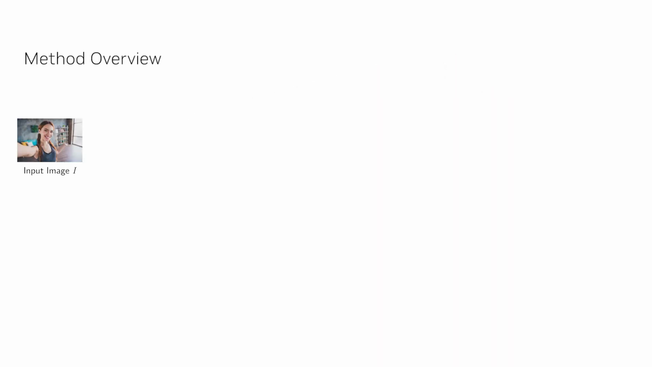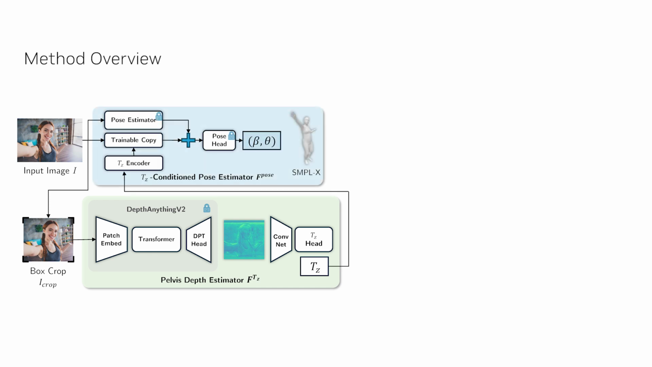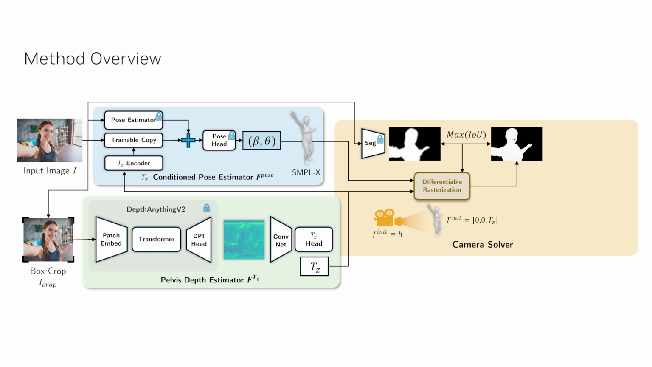Our method works as follows. Starting with a cropped image around a person which is estimated from the input image, the pelvis depth estimator estimates the Z translation of the person's pelvis TZ with respect to the camera. Then, from the full image, the pose estimator derives SMPL-X parameters, beta and theta, for shape and pose while being conditioned on TZ. Finally, through differentiable rasterization, the camera solver recovers the optimal focal length and 3D translation that best align the rendered SMPL-X mesh with a segmented mask of the person. Using this pipeline, BLADE solves for the human mesh and fully perspective projection model without heuristics in the estimation of camera parameters.